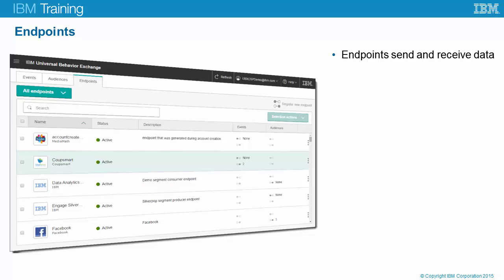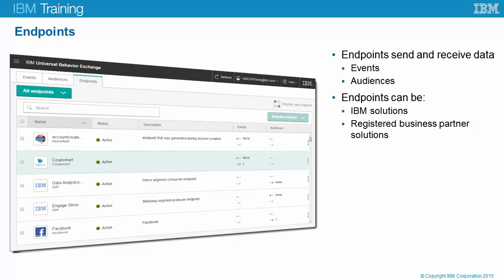Endpoints send and receive, or syndicate, events and audiences through Uvx. These endpoints can be IBM solutions, registered business partner solutions, or potentially your own internal applications. Endpoints must be authenticated for your organization before they can send or receive data. Let's look at how that works.